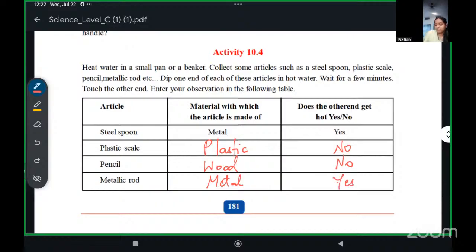Wood does not get heated up, because heat does not travel through wood. That is why while cooking we use wooden spoons and wooden spatulas to make food, because they do not get heated up and are good for certain types of utensils. So that is there.